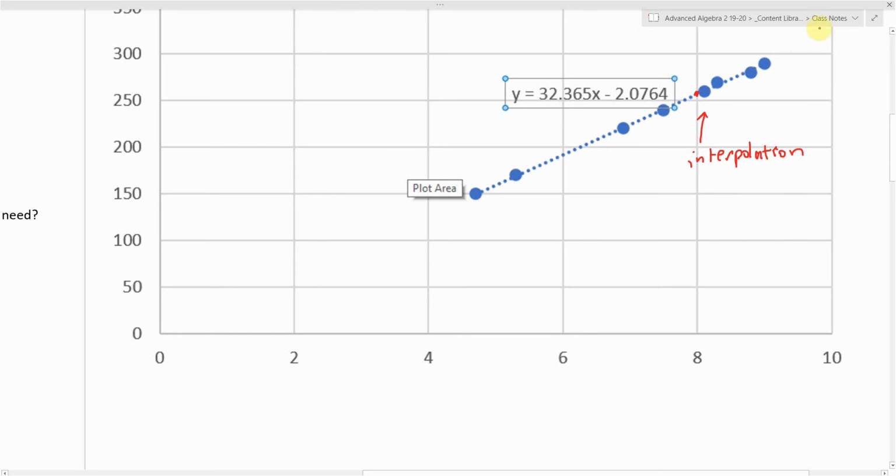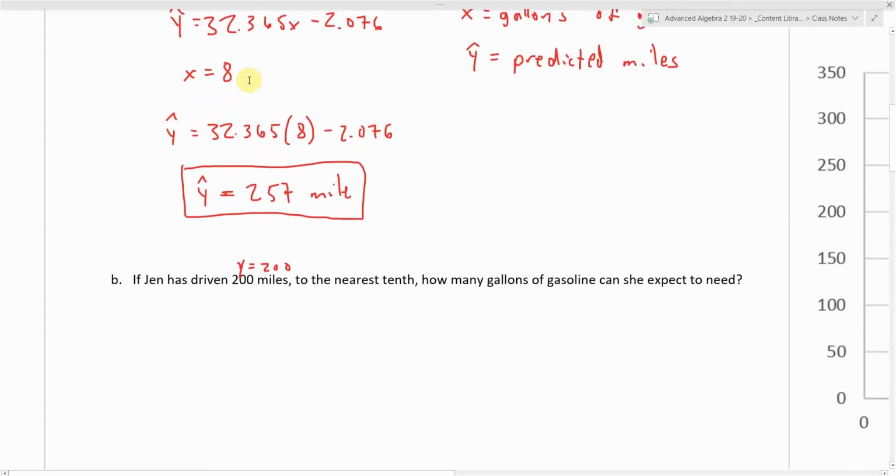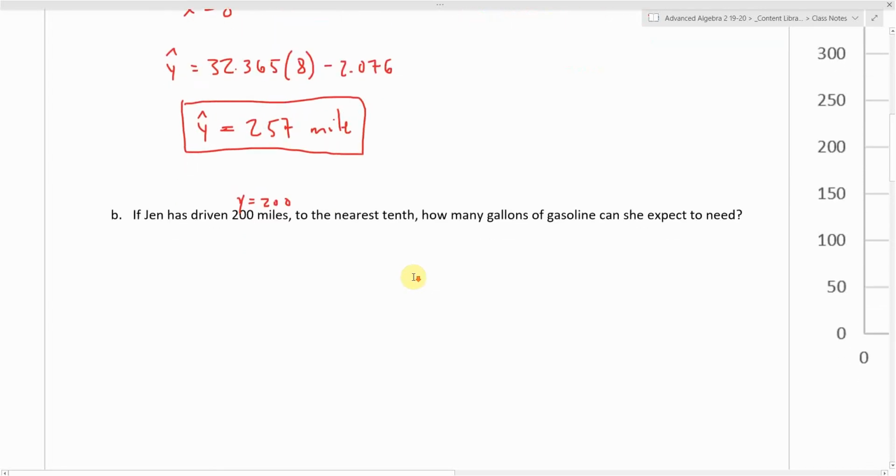Okay. So let's go to part B here. It says, if Jen has driven 200 miles to the nearest tenth, how many gallons of gasoline can she expect to need? So here, what we're really doing is just changing things around. Now we're saying she actually did drive 200 miles, and you really could write this equation either way. You could say y equals 32.365 times x hat, and say, if I know y, I can predict x.